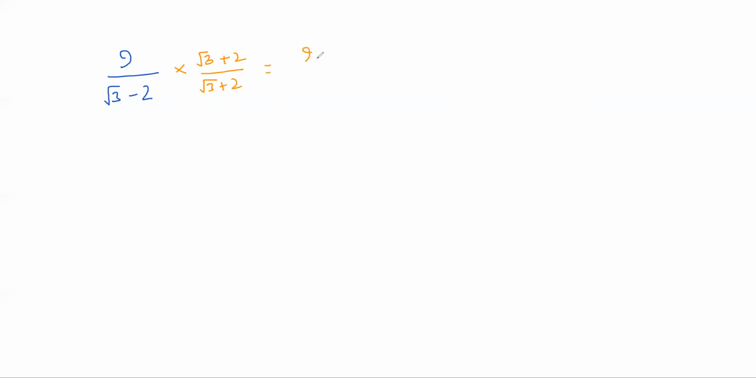Okay, so this is 9 under root 3 plus 18 over, this is under root 3 square is 3 minus 2 square is 4. So this is minus 1, which gives 9 under root 3 plus 18. That is how this division has been completed.